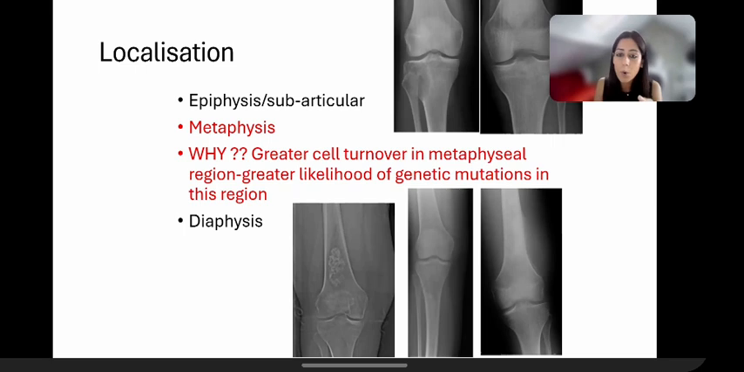So you need to have more destruction in order to have the differential density. So lesions in diaphysis are diagnosed later just because you can't see the contrast between the destroyed trabeculae and the normal surrounding trabeculae.